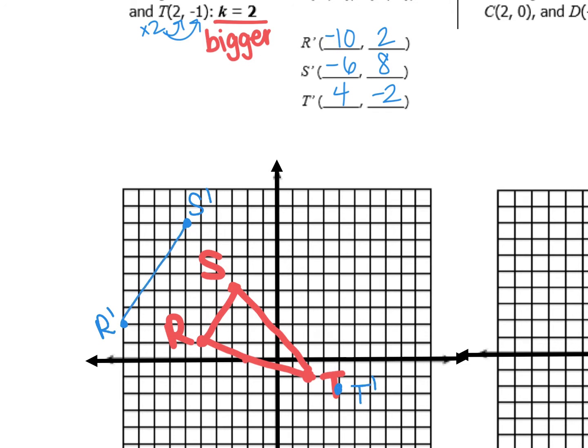Now make sure that you are labeling all of your points and that you have your prime marks to show that the bigger triangle is the new one. So you can see that our triangle is about twice as big.